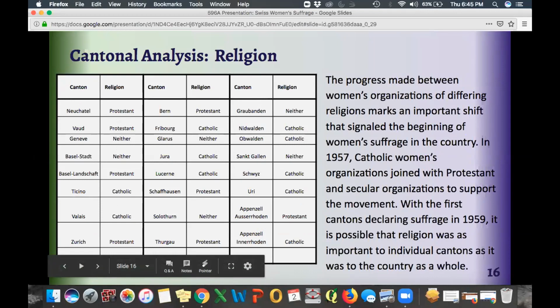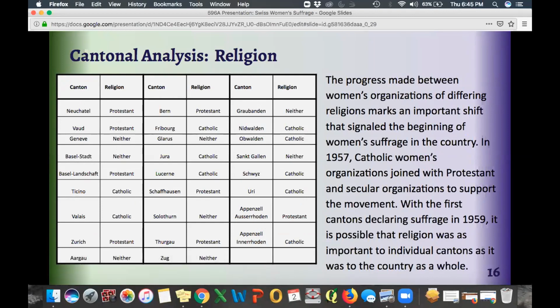Another element identified is religion, and it's particularly important in the passage of Swiss women's suffrage in the nation overall. So part of the root behind the differing messages between women's organizations identified as one of the impediments for national women's suffrage was religion. Secular, Protestant, and Catholic women's organizations differed vastly on their messages, their methods, and also their stances on women's suffrage for a long time, with Catholic groups being notorious holdouts in their support of women's suffrage.